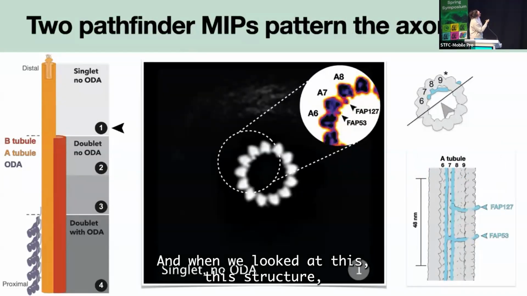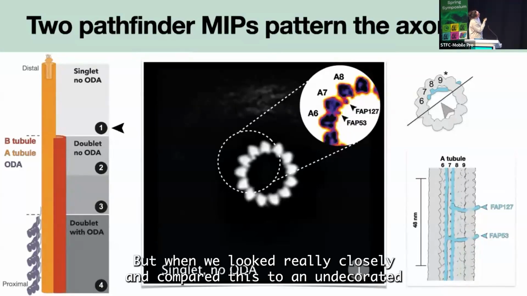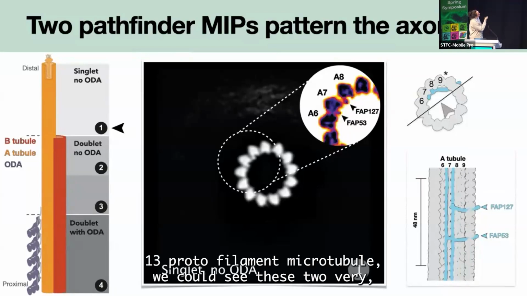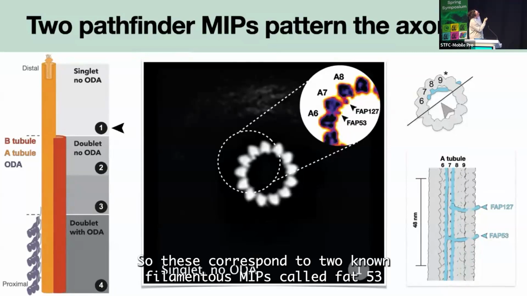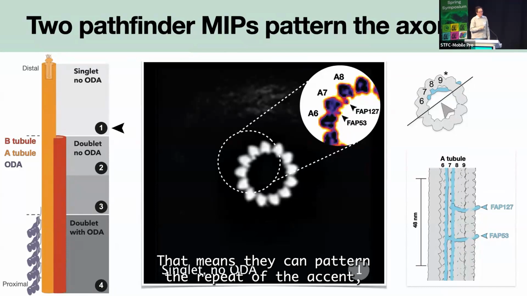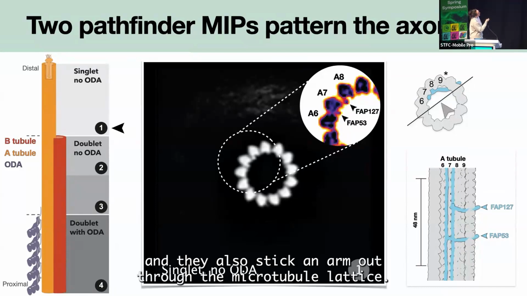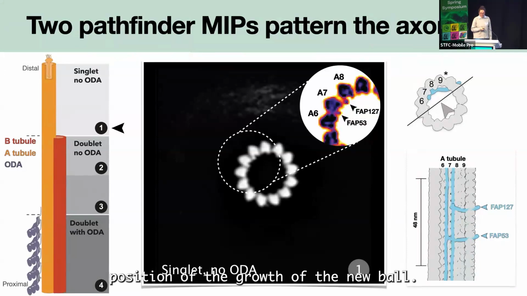And when we looked at this structure, we didn't see that many components that were present at the very beginning. But when we looked really closely and compared this to an undecorated 13 protofilament microtubule, we could see these 2 very, very small densities which were bound in the lumen. So these correspond to 2 known filamentous MIPs called FAP53 and FAP127. And these are already known to have 48 nanometer repeat. That means they can pattern the repeat of the axoneme. And they also stick an arm out through the microtubule lattice, and so they can also determine the position of the B tubule growth of the new B tubule.